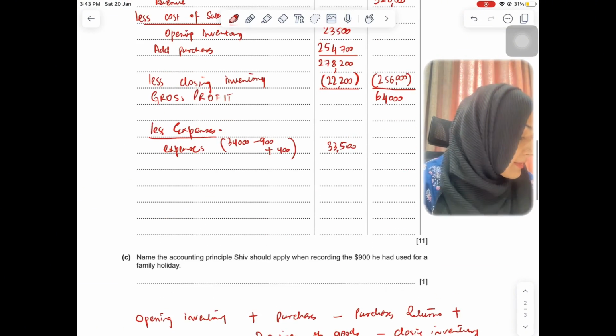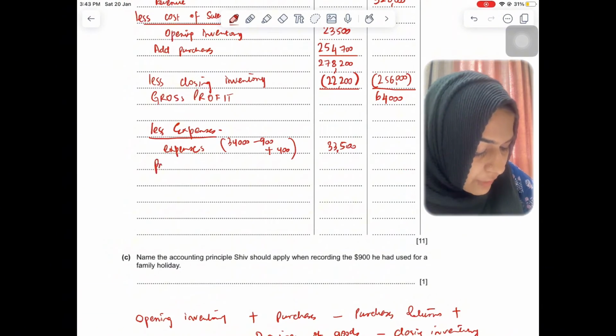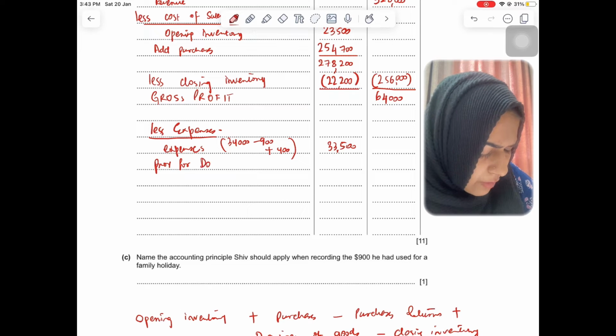And then the next expense here will be provision for doubtful debts, which needs to be created. So provision for doubtful debts.